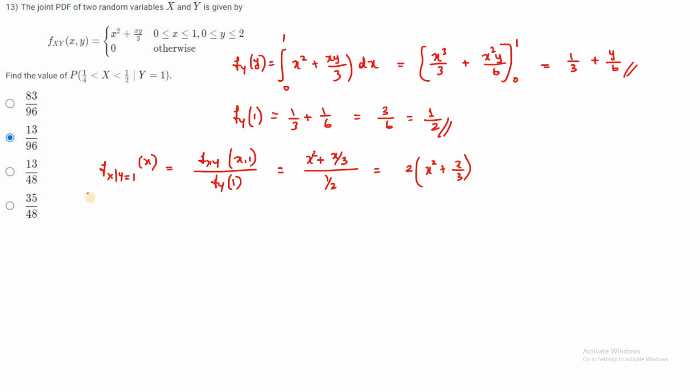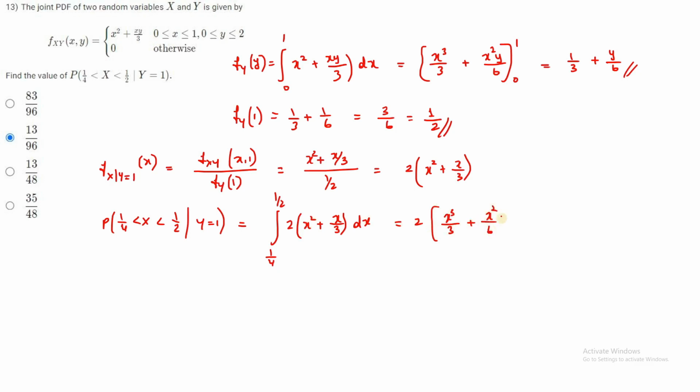Now in this particular thing we'll have to apply the range for x, that is 1 by 4 less than x less than 1 by 2 given y is equal to 1. It is nothing but the integral from 1 by 4 to 1 by 2 of 2 into x square plus x by 3, dx, which is equal to 2. I'll take it outside, and if I integrate the x square I'll get x cube by 3 plus x square by 6. The limits are 1 by 4 to 1 by 2.